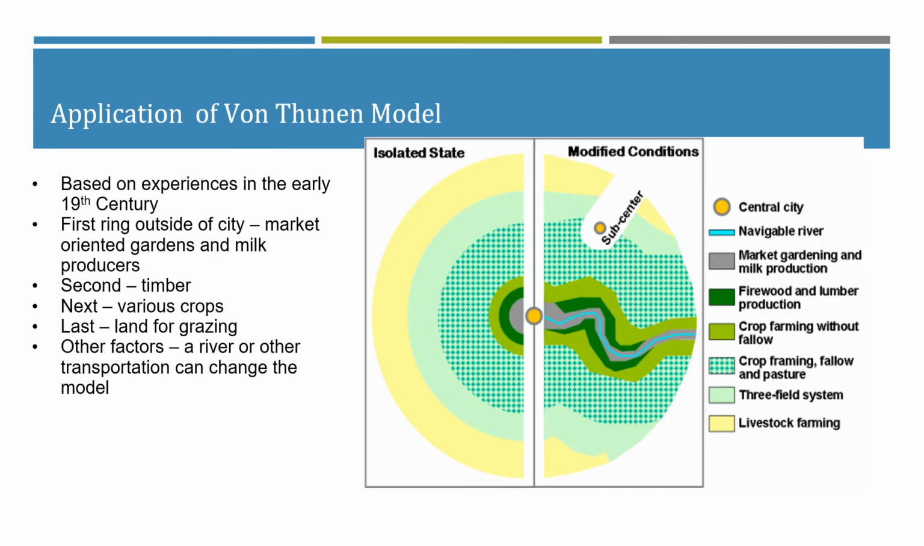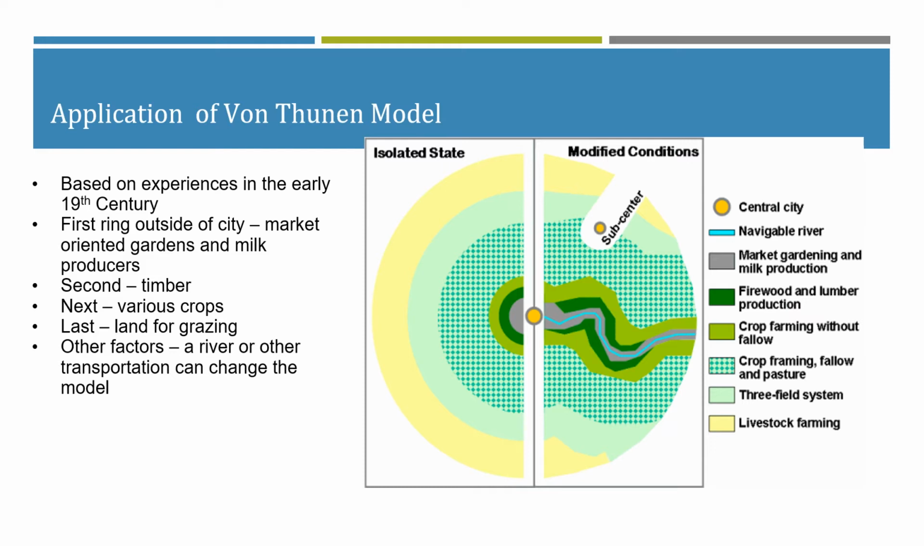So here's the actual model. The von Thunen model is a model that uses concentric rings, so circles around a city, that tells you where different types of agriculture are going to take place. So according to the von Thunen model, the first ring outside of the city, so that means in the center of this is the central city and the suburbs.